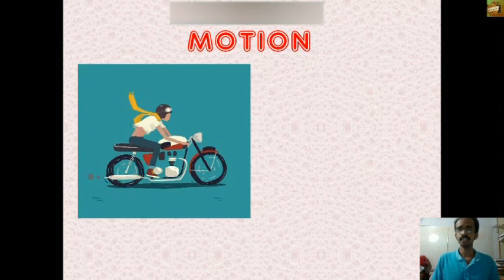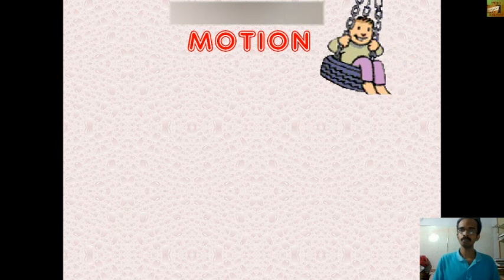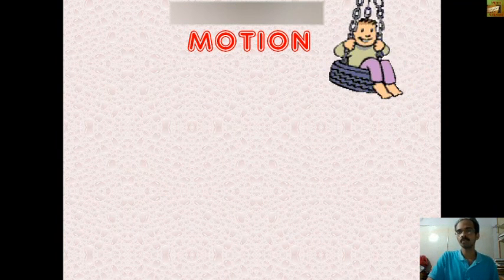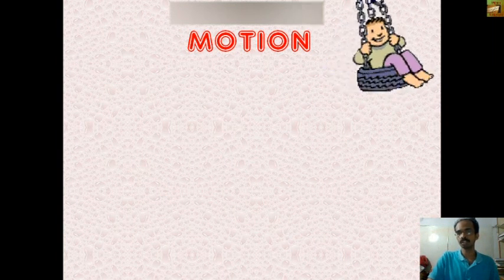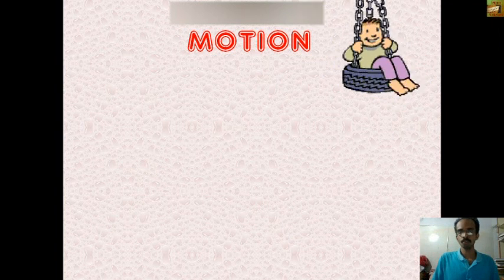Then another type of motion is oscillatory motion, in which the body keeps on fluctuating between two fixed points in space. An example of this is a boy on a swing, as shown in the figure. Here the swing is oscillating between 2 points in fixed positions in space.